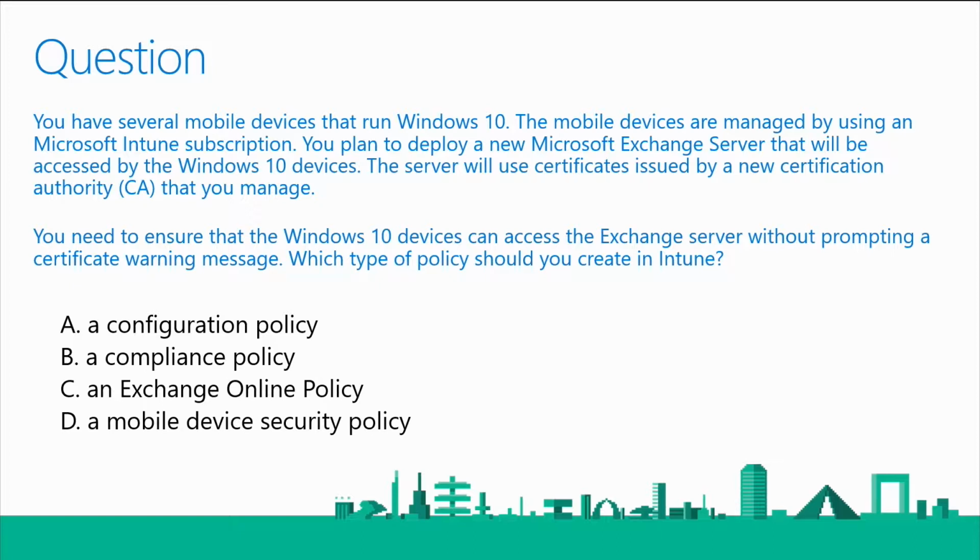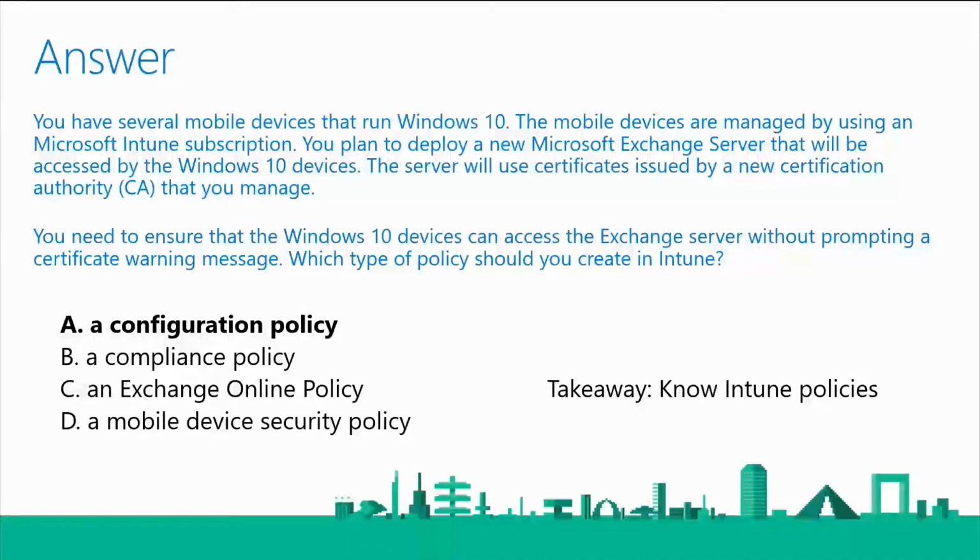Now, don't be confused here. The question is about what type of policy do I deploy in Intune in order to roll out a new certificate authority certificate. If your brain was thinking, oh, Exchange server, that's to do with server certificates, you're thinking the wrong way here. The Exchange server is an example of a service that uses certificates. The question is about how do I make sure my Windows 10 computers trust the CA that the Exchange server's certificate came from. It's really nothing to do with the Exchange server. It's to do with making sure they trust the CA itself. So the correct answer here is a configuration policy.